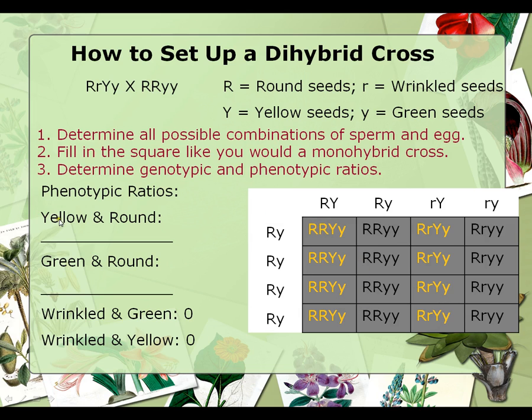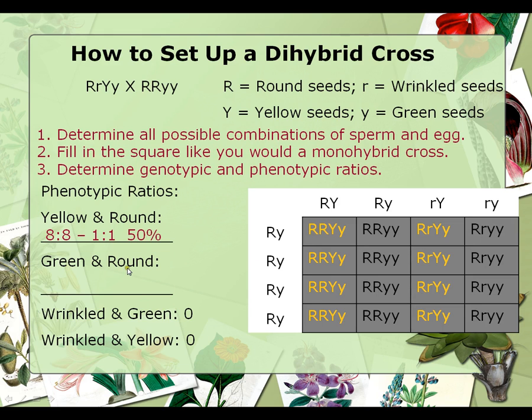Now, how many of my peas are yellow and round, which means they have the yellow type and a shaded box? 1, 2, 3, 4, 5, 6, 7, 8. So 8 of them are yellow and round. How many are not yellow and round? 1, 2, 3, 4, 5, 6, 7, 8. That's an 8 to 8 ratio. Again, we're going to reduce it. Divide both sides by 8, and it's a 1 to 1 ratio. 50% of my peas will be yellow and round.